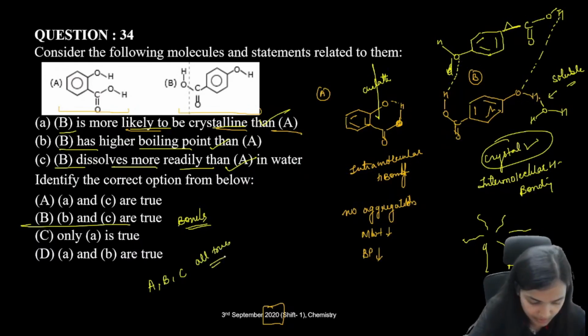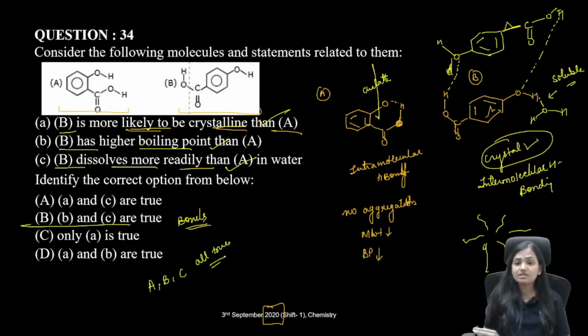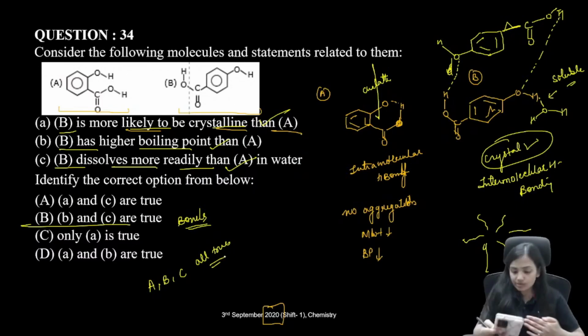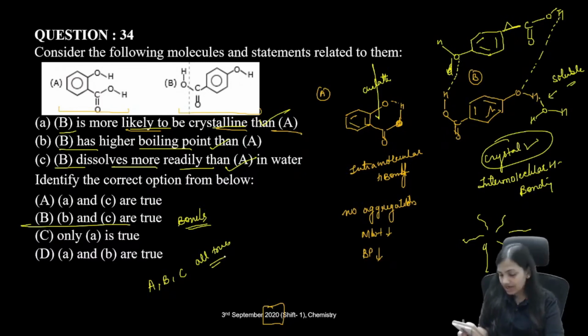All true. Okay. So the question, what is aggregation? Aggregation means accumulation. Accumulation means more number of molecules will combine together, gathered together. Okay, they will be crowding. Ultimately, the molecular weight increases, and if the molecular weight increases, then the boiling point increases. There will be more interaction.